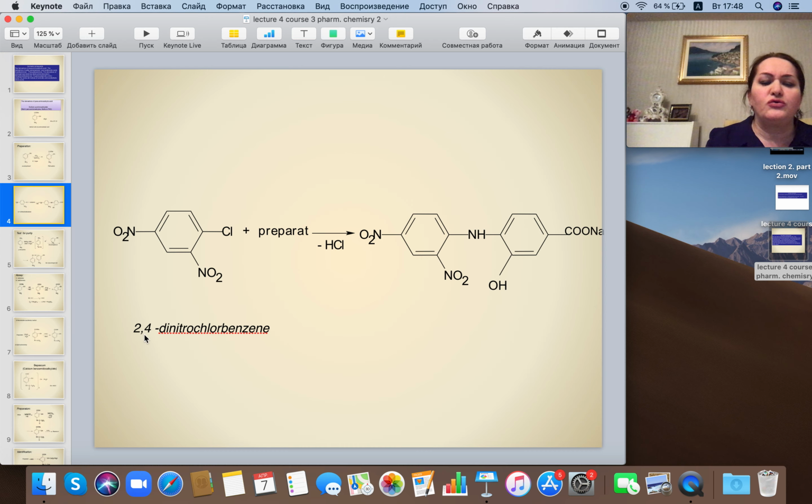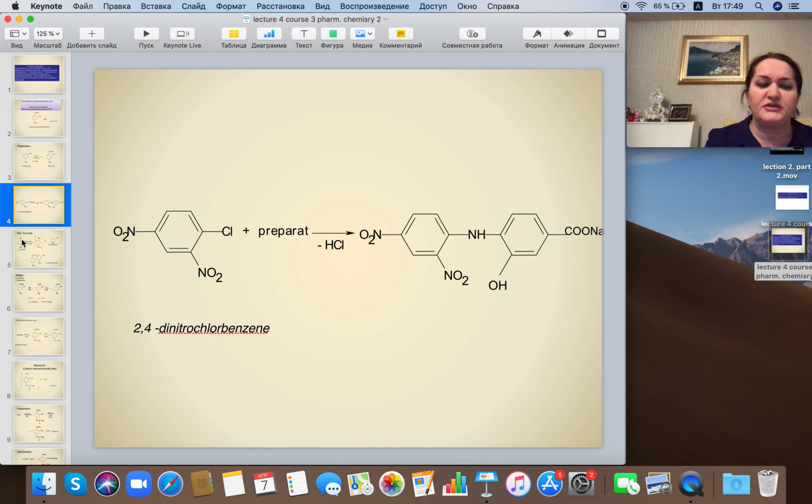Identification with 2,4-dinitrochlorobenzene: the preparation gives a reaction forming a yellow colored product with dinitrochlorobenzene.